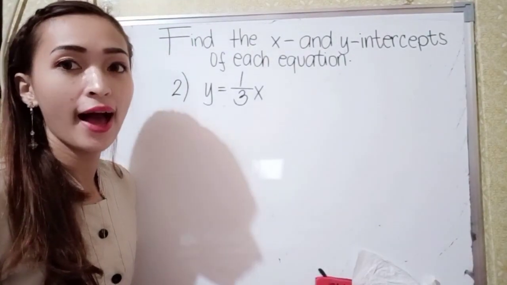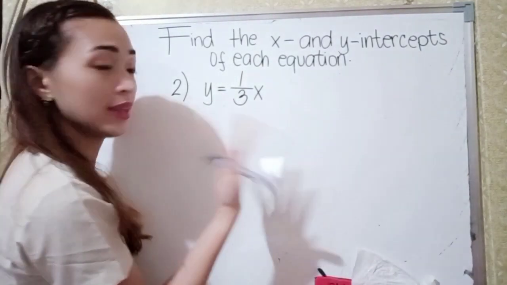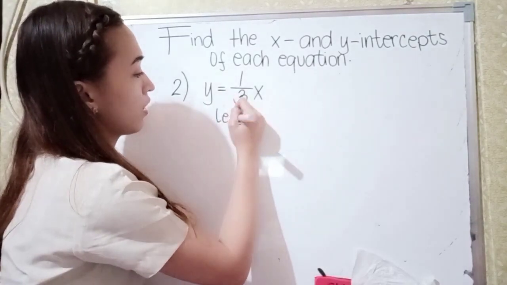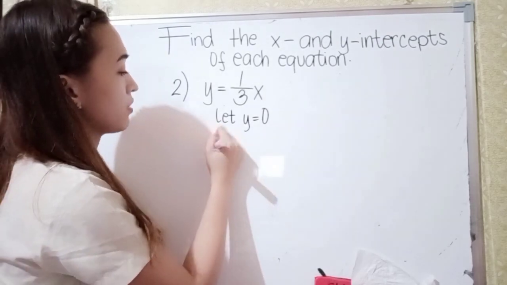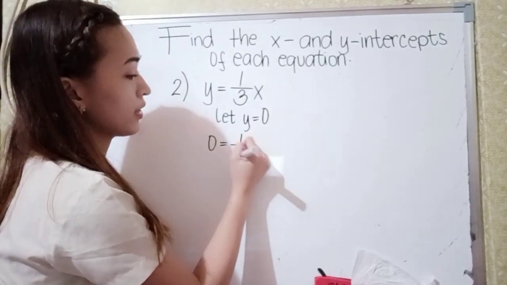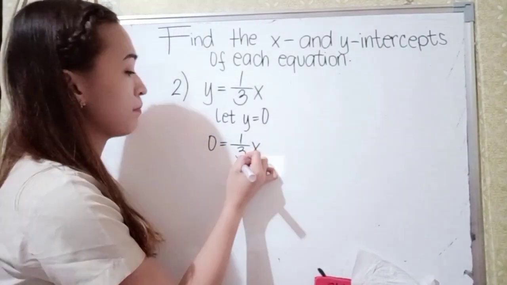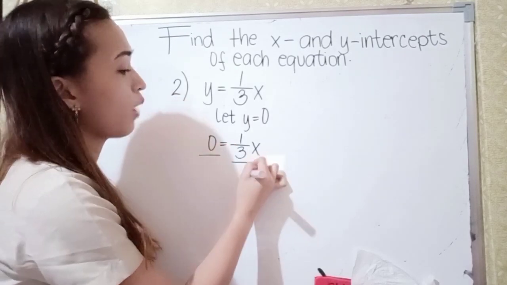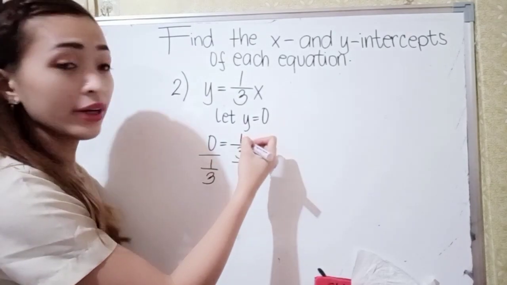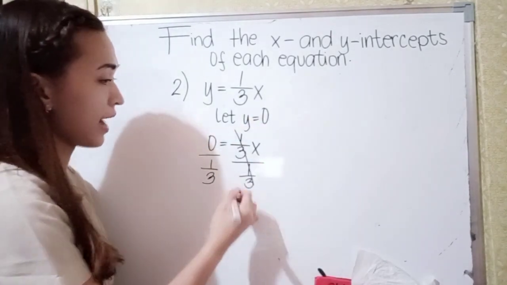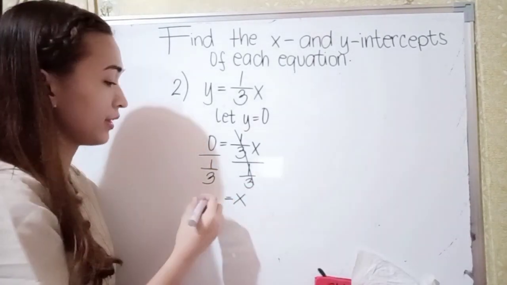For number 2, we have y equals 1/3 x. Again, to get the x-intercept, let y be equal to 0. That will become 0 equals 1/3 x. Next is to get x, so divide both sides by 1/3. 1/3 divided by 1/3 is canceled because that is 1. x equals 0 divided by 1/3 is 0.